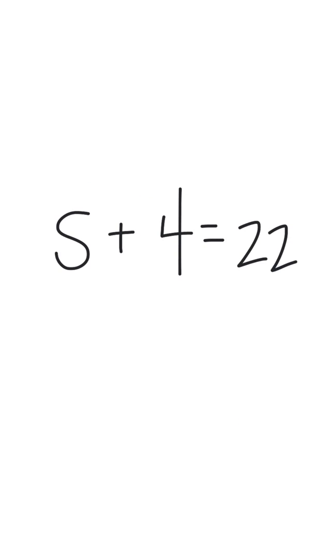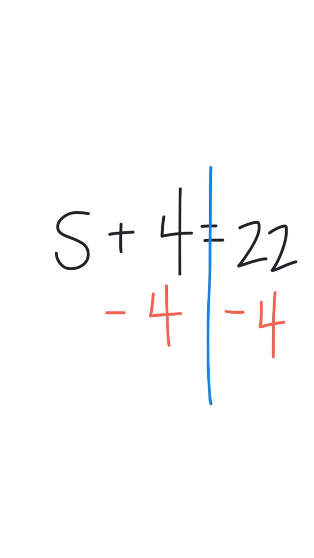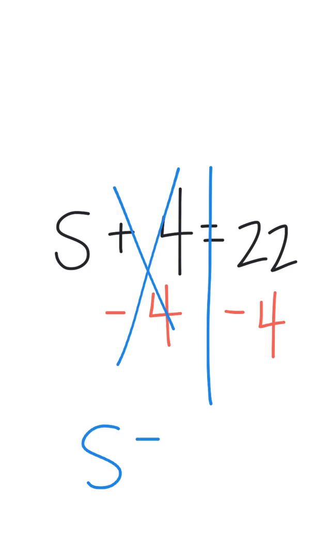Okay, so if I have S plus 4 equals 22, the opposite or the inverse operation of addition would be subtraction. So remember that imaginary wall that goes where the equal sign is. If I have plus 4, I'm going to subtract 4 on the left, subtract 4 on the right. The positive plus 4 and the take away 4 would cancel each other out, so I am left with S equals 22 take away 4, and 22 take away 4 is 18, so S would equal 18.